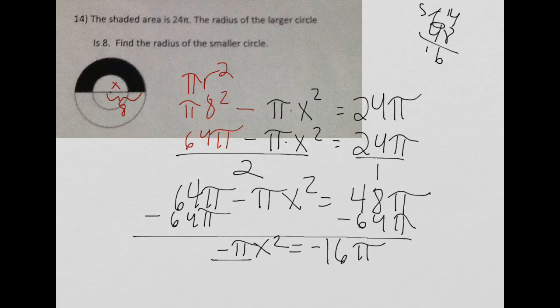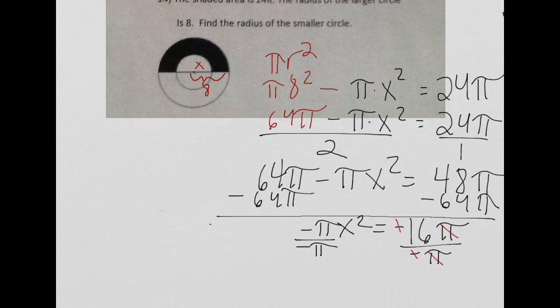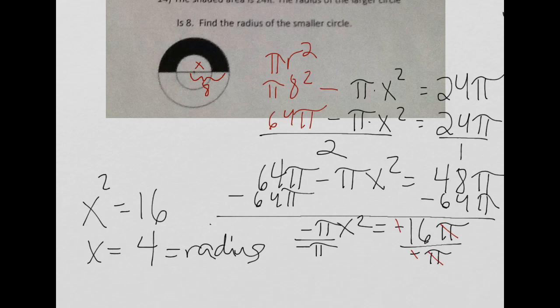Negative 16 pi. Then I'm going to divide by the negative pi. So what could cancel here is the pi's, the negatives. So what am I left with? I'm left with x squared equals 16. So what is the radius of the smaller circle? 4. There's the answer for number 14.